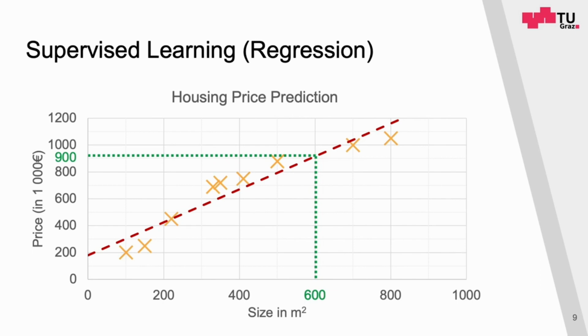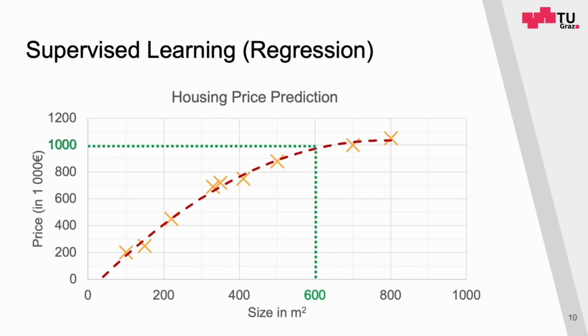And then once we have the model, which is in this case the straight line which was fitted onto the data, we can then use this model, this straight line, to predict new house prices. So when your friend comes to you and says, okay, I have a house which has 600 square meters, and asks how much money he can sell it for, then you can just throw the data into your model, and then you can predict a good price, which is in this case, for example, for 600 square meters, 900 euros.